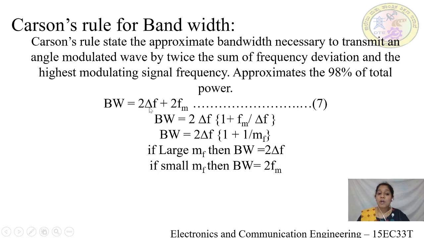twice the sum of the frequency deviation and the highest modulating frequency. So according to Carson's rule, 98% of the total power will be within this bandwidth, and 2% of the power may be lost in the sidebands.